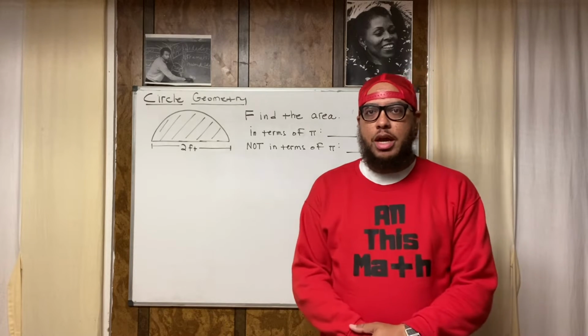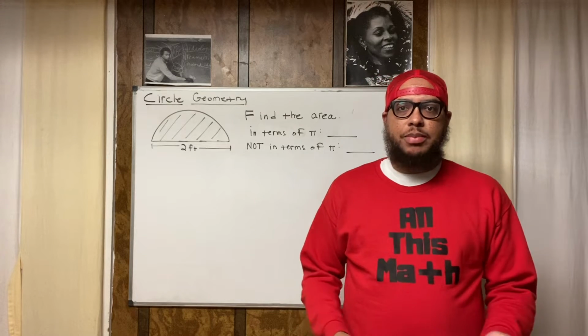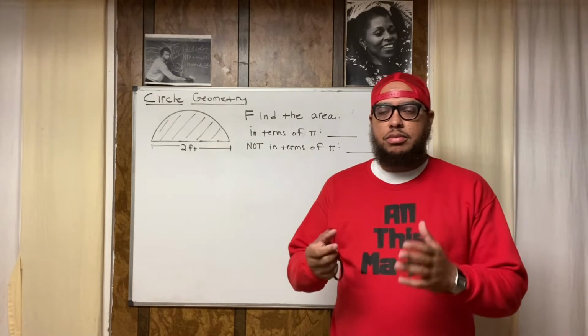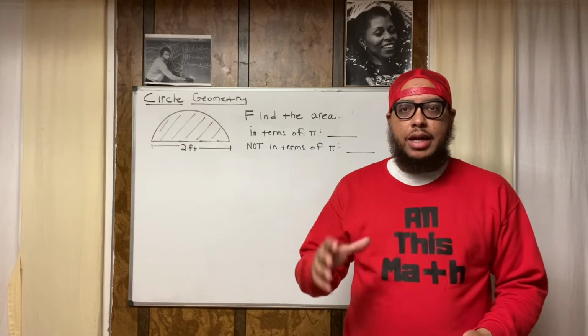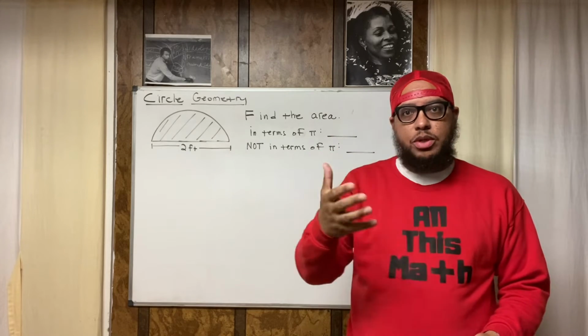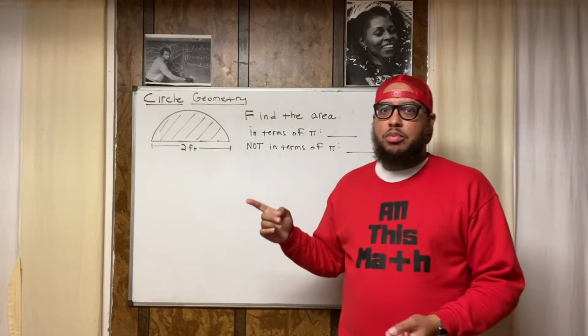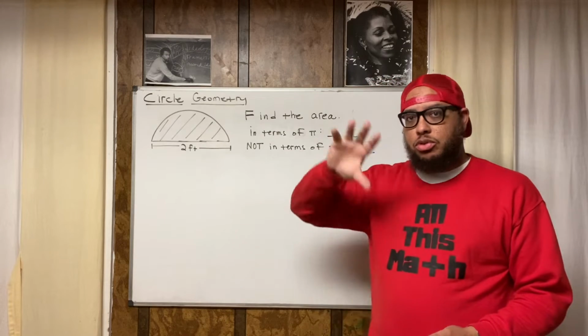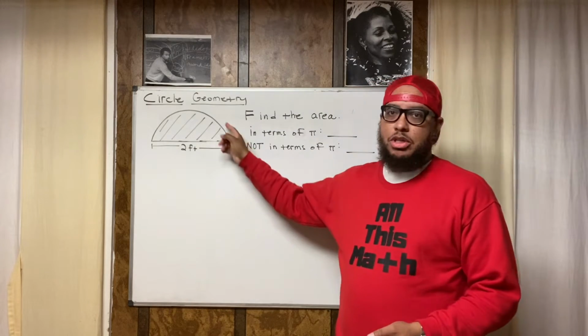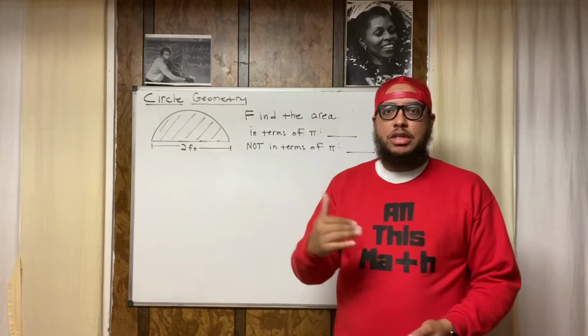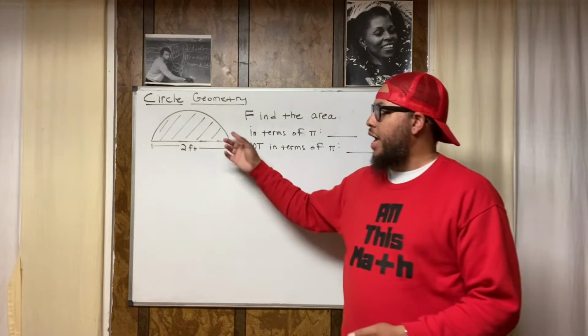All right, circle geometry, dealing with different aspects and features of circles and how to calculate different measurements within circles. That's what we're going to do. Now, in this particular problem, we're dealing with not a full circle, but what we call a semicircle. The prefix semi means half, so this is half of a circle.